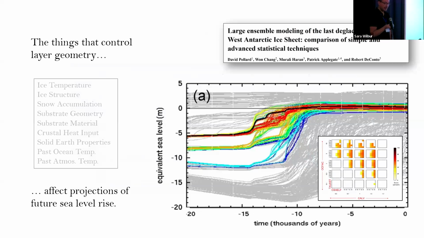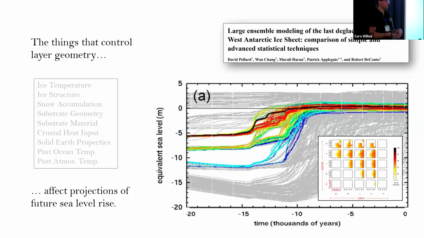At the same time, ice sheet models, which are trying to make projections of future sea level rise, are trying to reproduce lots of these processes, but they're trying to reproduce them based on unknown properties of the physical system. And so lots of these same things that control the geometry of layers within ice sheets, like the snow accumulation pattern, the substrate geometry, the material properties, the crustal heat input, those are also necessary inputs into models, and they're unknowns.